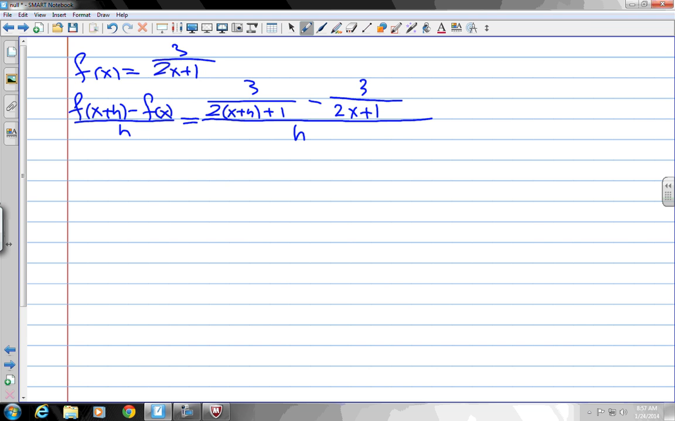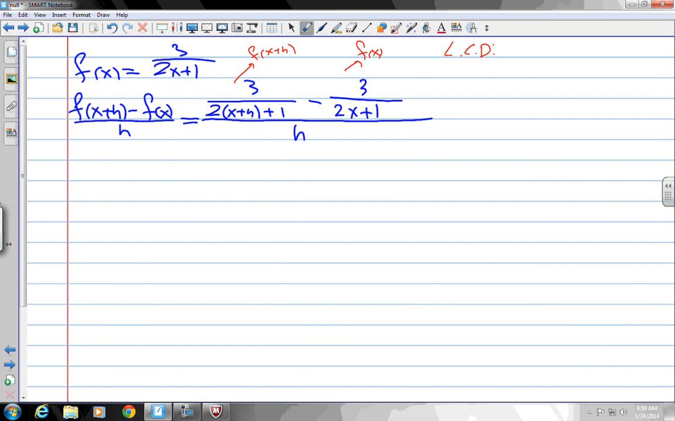Does the setup make sense? Just like before, you have first thing is the f of x plus h, then f of x over h. So we need to simplify this thing, and this is what we call a complex fraction, that it has fractions within fractions. And the easiest way to do that is to find the LCD for all little fractions. So it's really just these two expressions in the numerator.